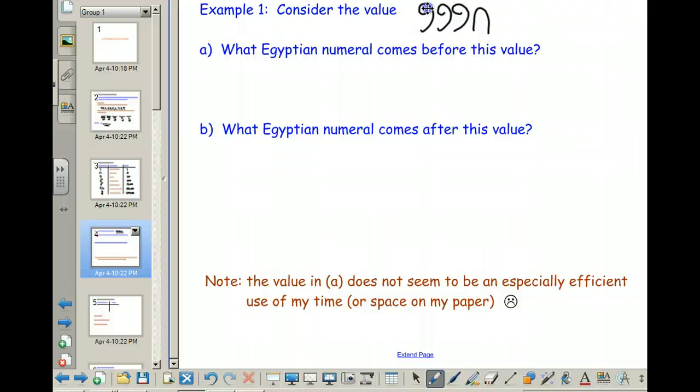Because that's what the heel bone represents. What do I have to do to add an additional 1, which would be the number after this? I have to put a 1 after it. I just add that vertical stroke at the end. So I'm doing part B because that one's the easy one on this one. I've got my three scrolls, I've got my 1 heel bone, and I just add a stroke to it.